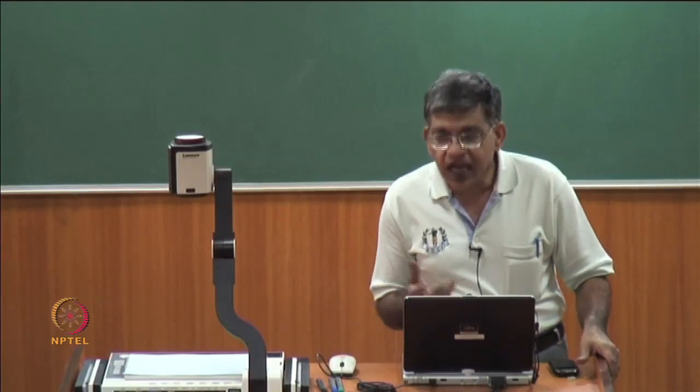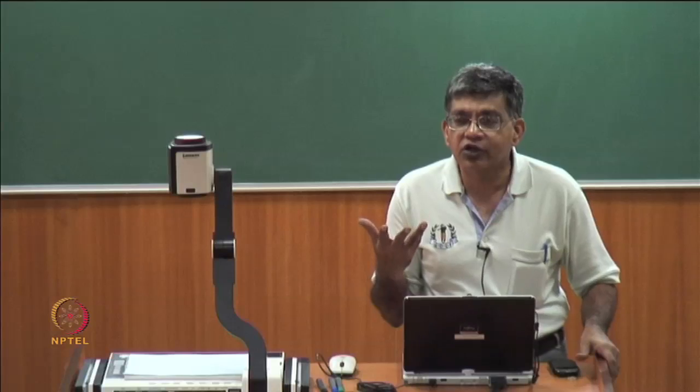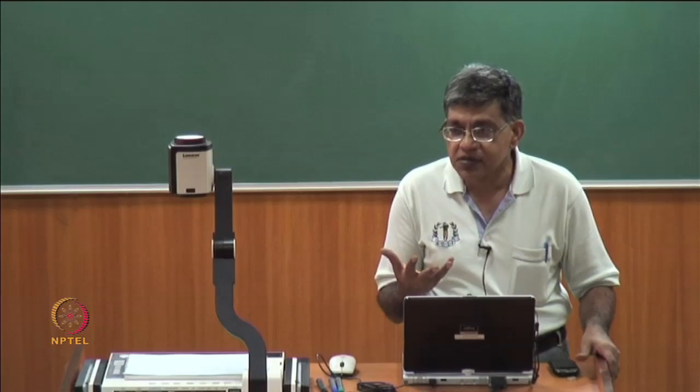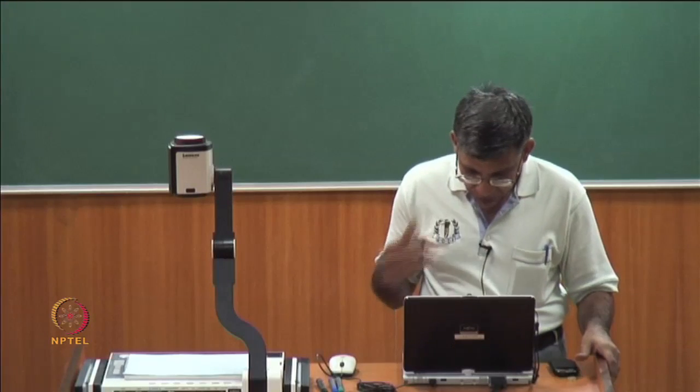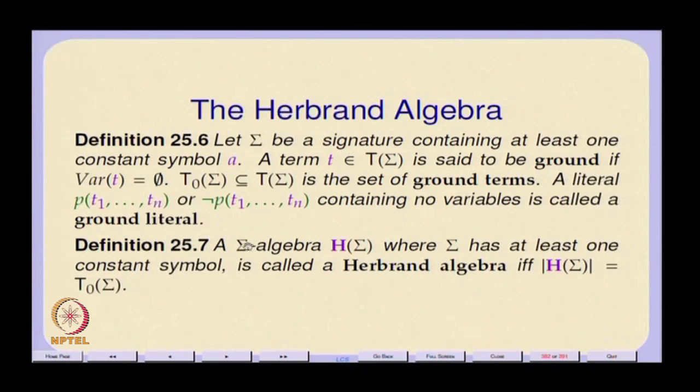If we did not have any constant, then there would not be any ground terms. There would only be terms with variables in them, but no ground terms. Okay. So that is why it is important to have at least one constant symbol.